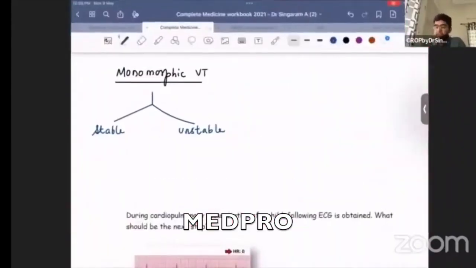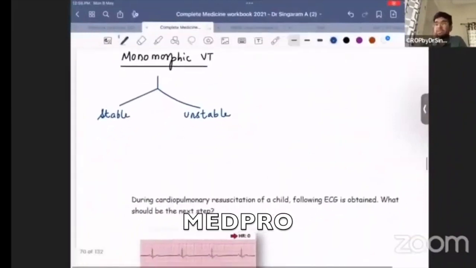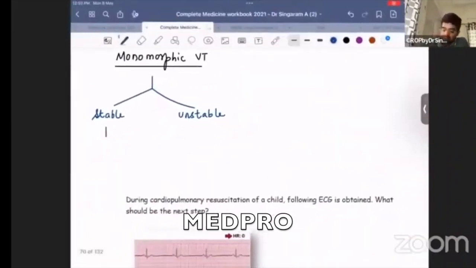Now the question is, if it is a stable patient who's having monomorphic VT, what is the drug to control? It is procainamide. Very important. It is procainamide, which will be the drug of choice. That would be the drug to control monomorphic VT.